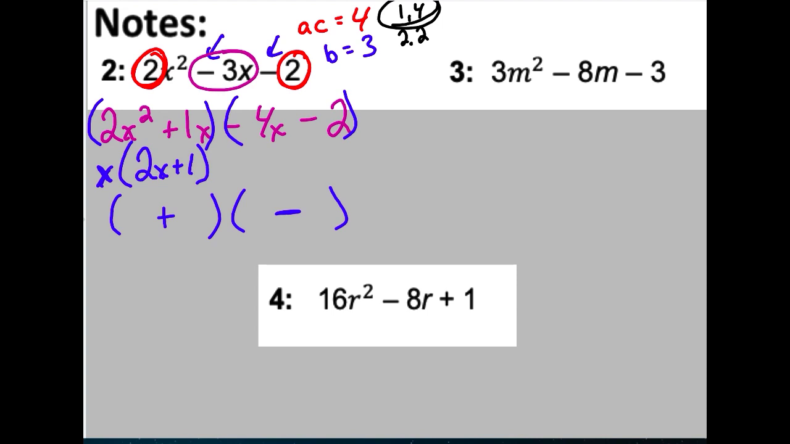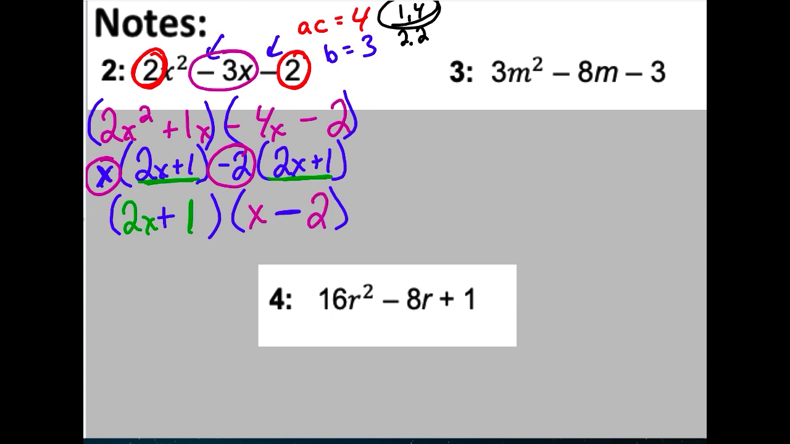Now, what does negative 4x and negative 2 have in common? Well, they both have a negative 2. So if I divide a negative 2 out of each of them, negative 4x divided by negative 2 is 2x. Negative 2 divided by negative 2 is 1. And this is what we always want to happen. We want what's left over to be the same for each of them. 2x plus 1. Then the pieces that I factored out of each of those parts, my x and my minus 2, that forms my second binomial.